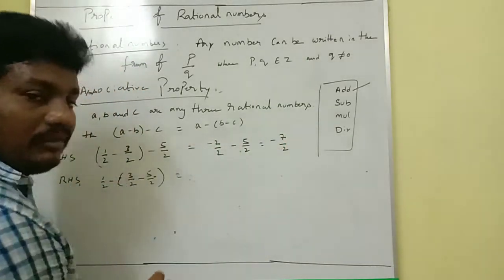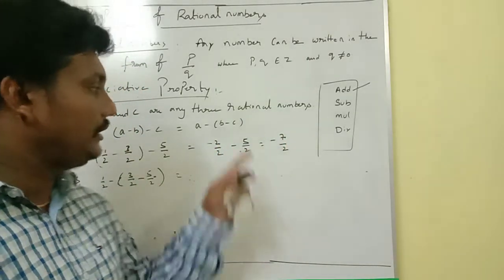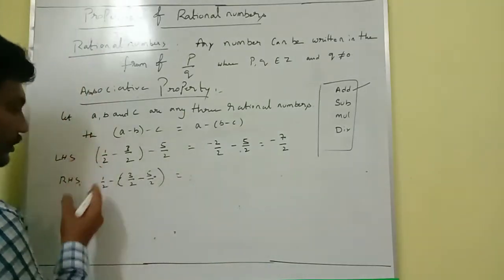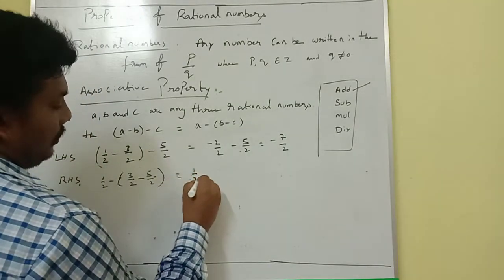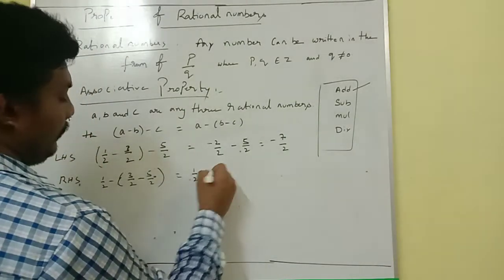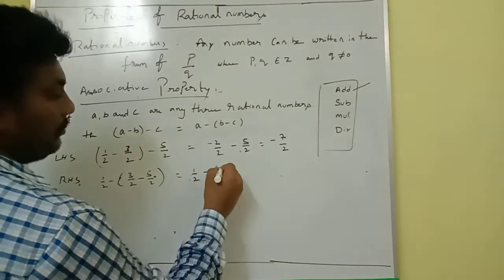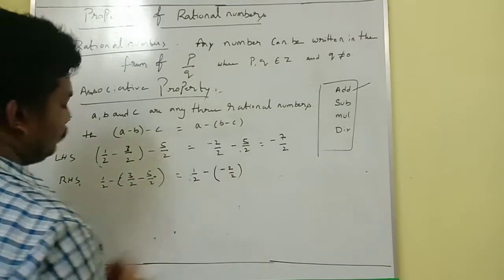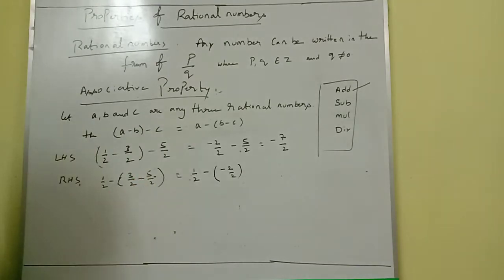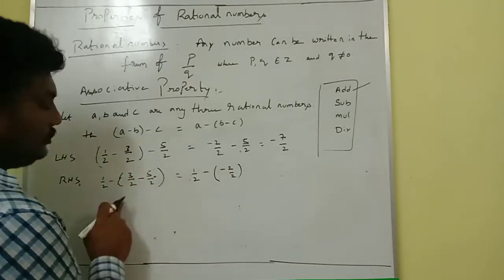Both are having negative symbols. That's the reason why we should add the numbers. That is minus 7 by 2. Then coming to here, this is 1 by 2 minus. So what happens? This is again minus 2 by 2. 3 by 2 minus 5 by 2. So same value, 3 minus 5, that is minus 2, same.